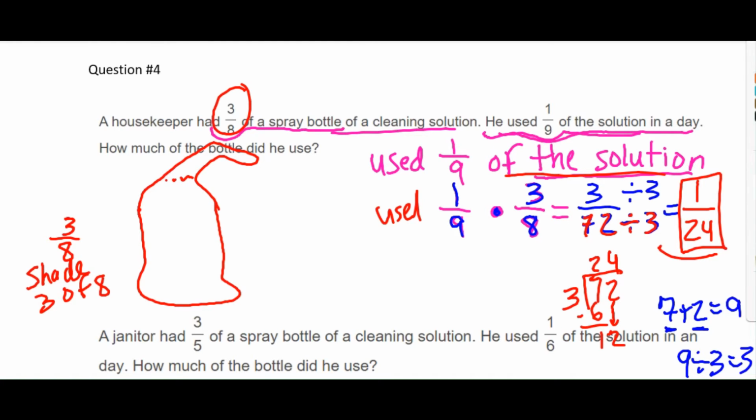I need to shade 3 of 8. So I'm going to make 8. So I need 7 lines. 1, 2, 3, 4, 5, 6, 7. And then we're not going to go past this dotted line. That's too high up.